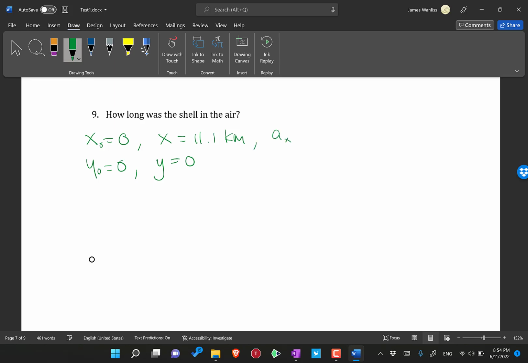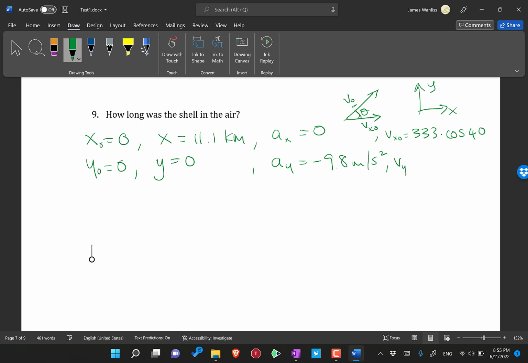Of course, there's no acceleration in the x direction. There is in the y direction. We can assume our coordinate system is like this. So that's minus 9.8, right? Meters per second squared. So Vx0 is 333 times cosine of 40 degrees. And Vy0 is up like that, so it's plus 333 sine of 40. I don't know the time. In fact, that's the question, isn't it? T. There we go. I think that's everything I have.